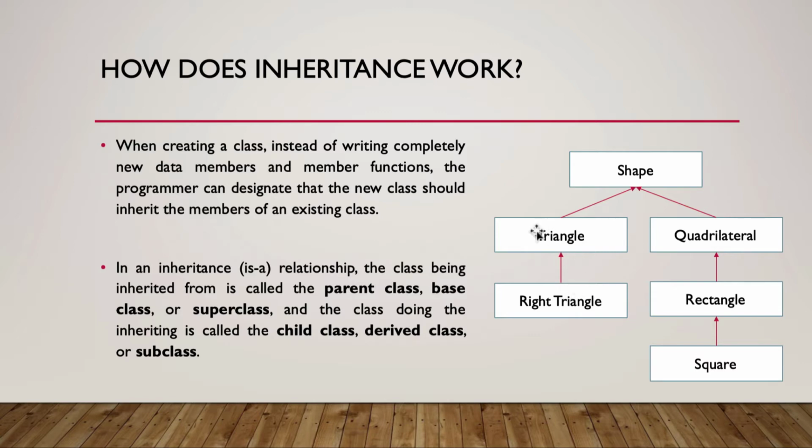So as soon as the is-a relationship exists, you have inheritance. Look at this part. A square is a rectangle, a rectangle is a quadrilateral, and a quadrilateral is a shape. So you can see that the relationship is depicted over here and the inheritance exists.